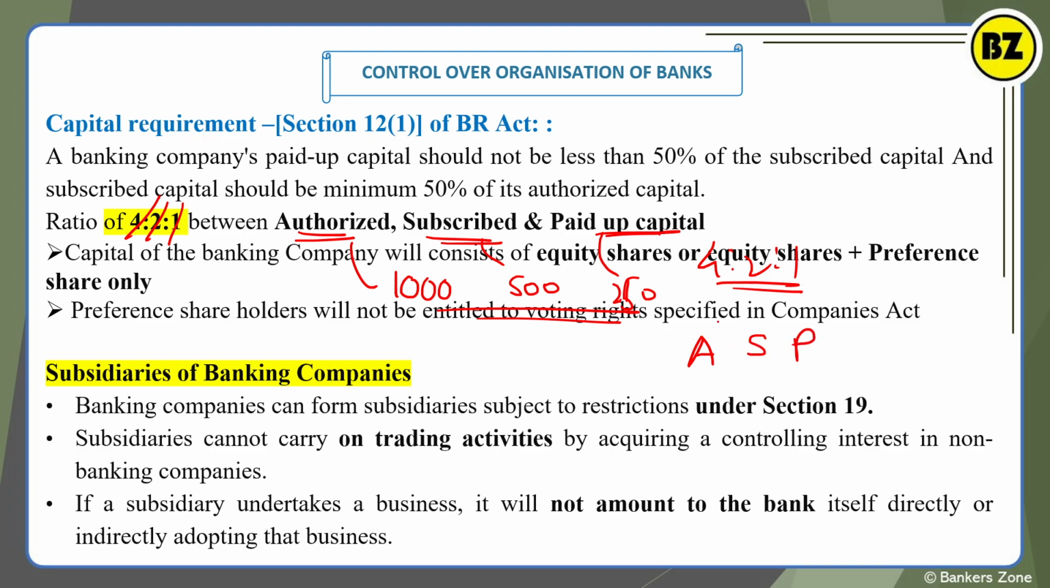So authorized means how much you are allowed, authorized to get as money. Subscribed means how much people have subscribed, and paid up means how much has actually been paid by the subscribers. Okay, authorized, subscribed, paid up. So very easy to remember.